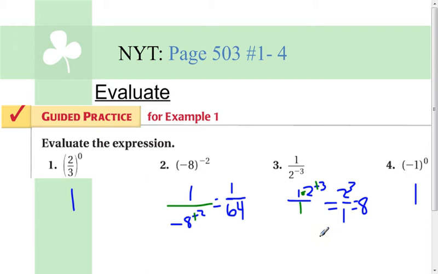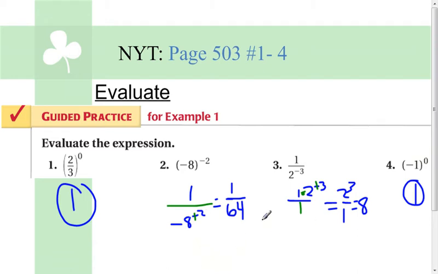Alright, I'm done. So I started with numbers 1 and 4 because anything to the power of 0 is 1. So that was easy, and that one was easy. Anything to the power of 0 is 1.